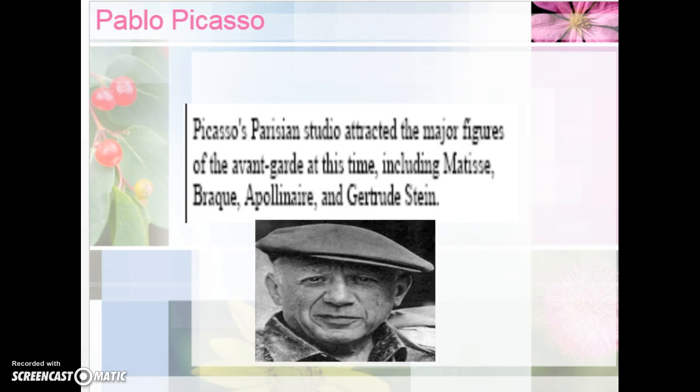Picasso's Parisian studio attracted the major figures of the avant-garde at this time, including Matisse, Braque, Apollinaire, and Gertrude Stein. And of course, Matisse and Braque you might have heard about. They actually began the Cubism era along with Picasso.